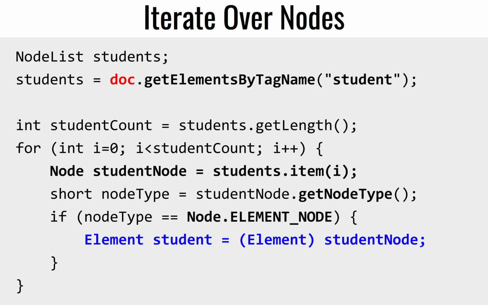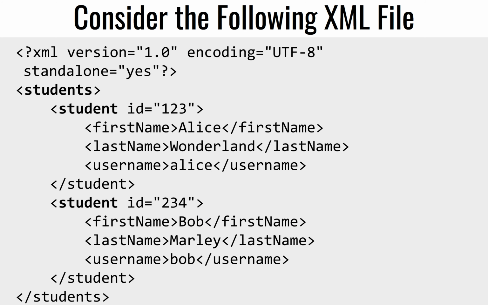We can get the length to see how many nodes there are, and then iterate one at a time and get each element one at a time. So each student, we can check to see the type. Here, all the elements that we have here are all of type elements. Well, actually, no, we do have a couple that are not elements. Notice the ID. See the ID there? ID equal 1, 2, 3.